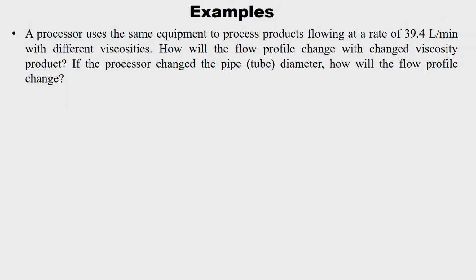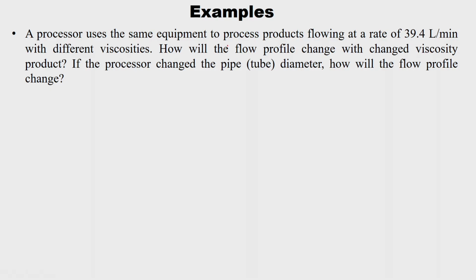And we will also see, based on the product characteristics, how to design a process, or how the product characteristics affect the process and product qualities. So, here it is given the processor uses the same equipment to process products flowing at a rate of 39 liter per minute with different viscosities. The flow rate is same, but viscosity is different. How will the flow profile change with the changed viscosity of the product, and if the processor changes the pipe diameter, how will the flow profile change?